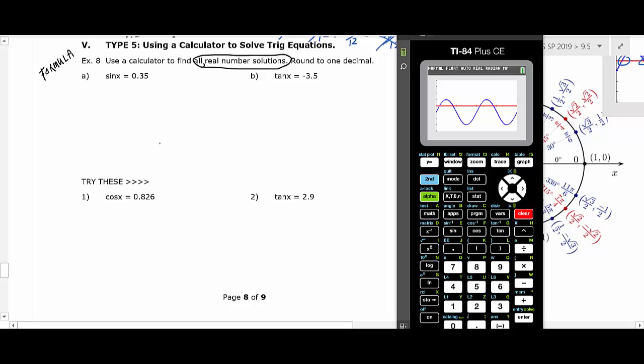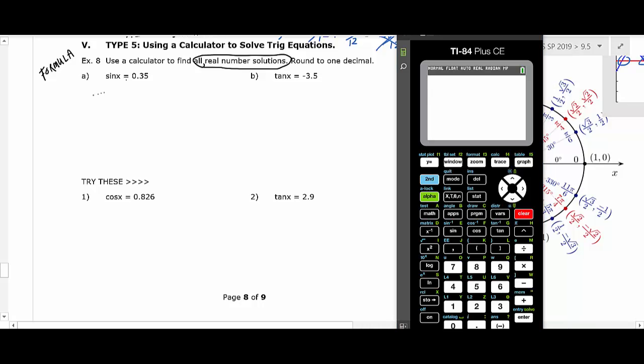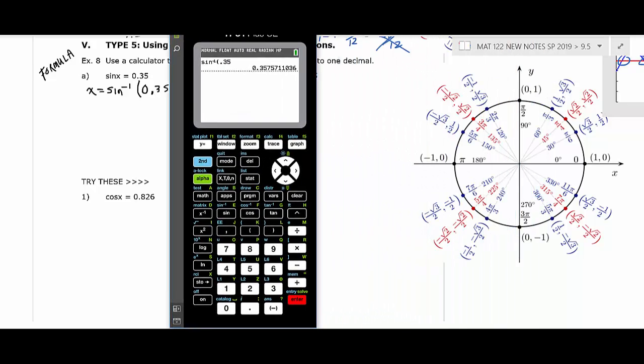To begin with, on our calculator, we need to make sure that we're in radian mode. All I'm going to do is solve for x. I'm going to go to my calculator and do the inverse sine of 0.35, and we're going to get answers in radian mode. We're going to get a reference angle when we do this. So I'm going to go inverse sine 0.35, and that will give us a reference angle, which is in quadrant 1.